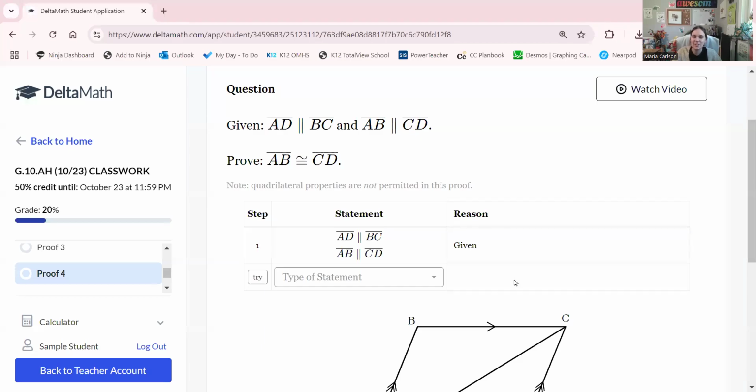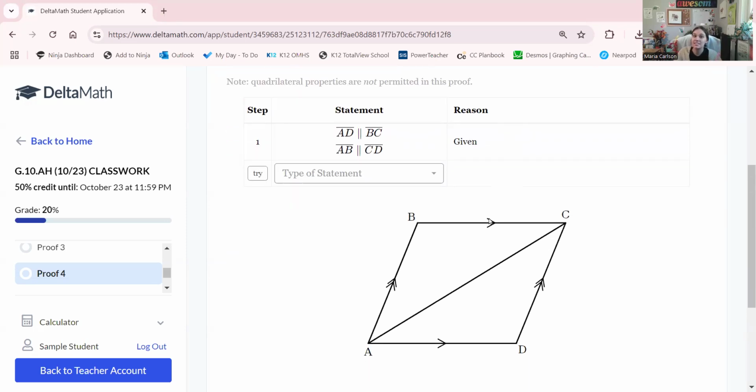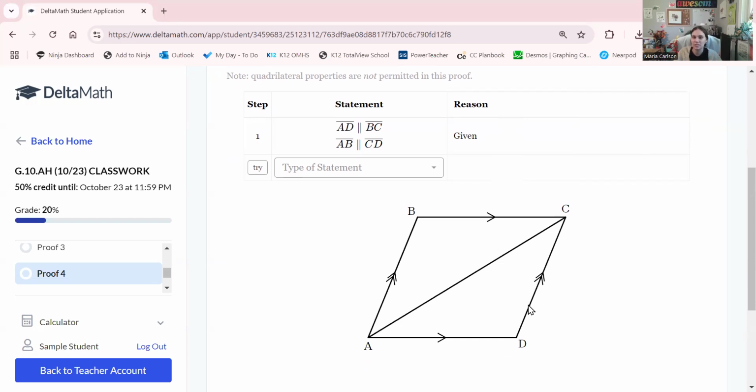Hello, everybody. In this video, I'm going to go through this proof here, which is a little bit different from other proofs we have seen before. It's given that AD and BC are two parallel segments, and AB and CD are two parallel segments, and we're going to prove that AB and CD are congruent.